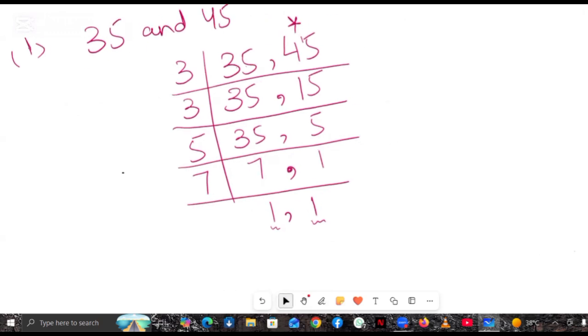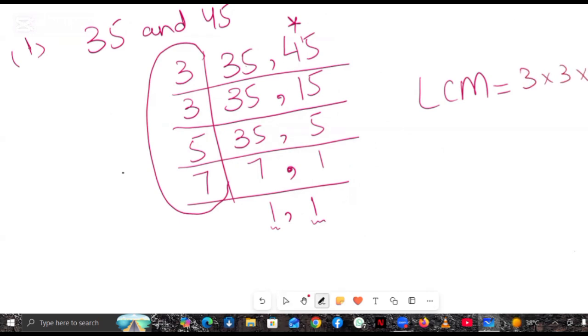Now for LCM, what is LCM? Multiply all the factors: 3 into 3 into 5 into 7. Now the answer: 3 into 3 is 9, 9 into 5 is 45, and 45 into 7 is 315. Or you can do this step by step: 3 into 3 is 9, 9 into 5 is 45, and 45 into 7, that is 315.